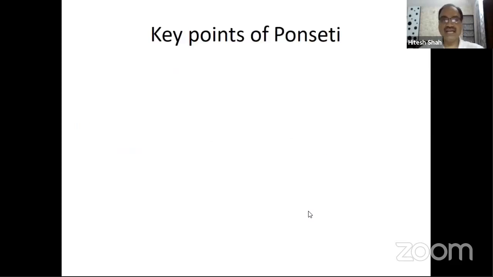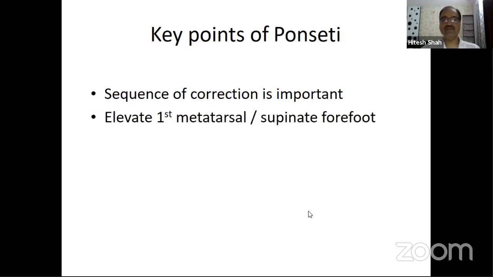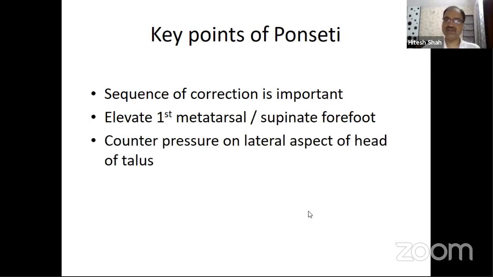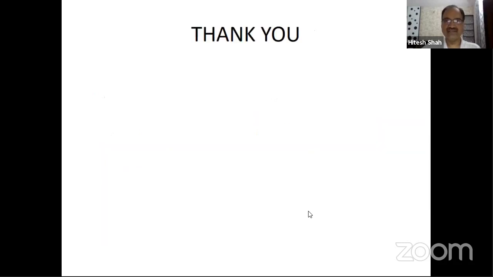I would like to put the key points of the Ponseti method. The sequence of the correction is important. Always remember: cavus, adduction, varus, and Achilles. That is very important. Elevate the first metatarsal and supinate the forefoot in order to correct the cavus. The counter pressure or fulcrum should be used at the lateral aspect of the head of the talus. The varus corrects with abduction, and tenotomy is required in most of the cases.